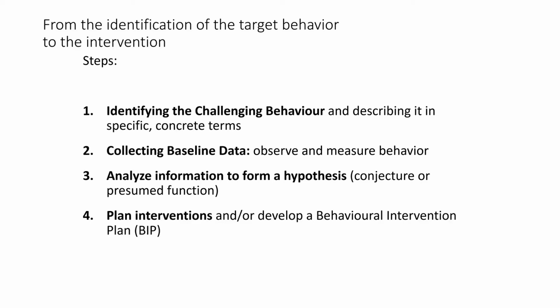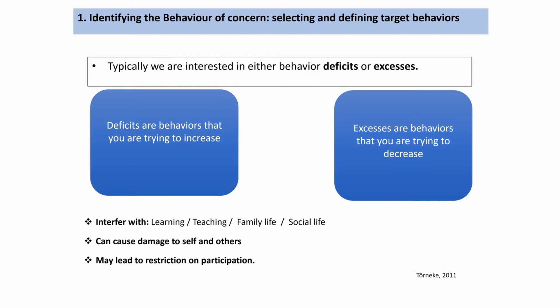The process that goes from the identification of the target behavior to the intervention proceeds along 4 logical steps, which are identifying the challenging behavior and describing it, collecting data, analyzing information to form a hypothesis about the function of the behavior, and then planning the intervention. The steps will be carried out through the Behave application. In this video, we will examine the first 2 points.